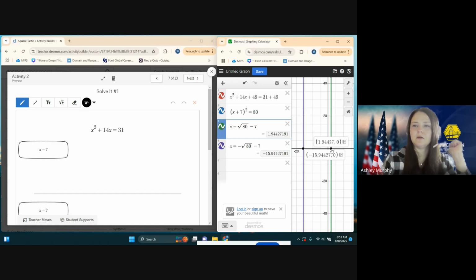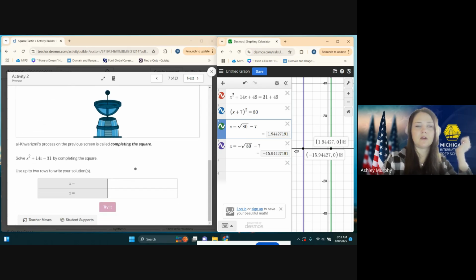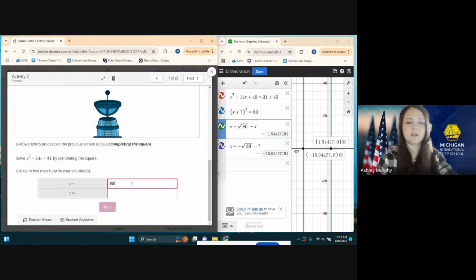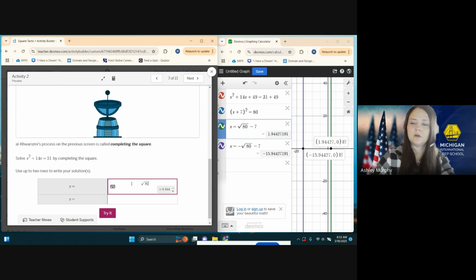Same over here. This is the decimal form of the answer, but this is the radical form of the answer. Sometimes it's nice to have things in radical form. So let's write our answer here. If you type SQRT, you should get that square root symbol. And we are out of the box when we minus 7, not underneath the box.